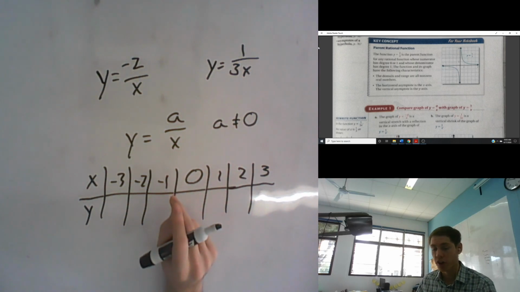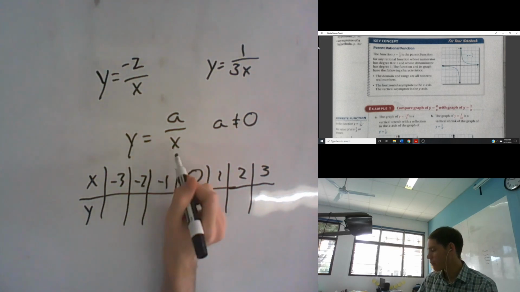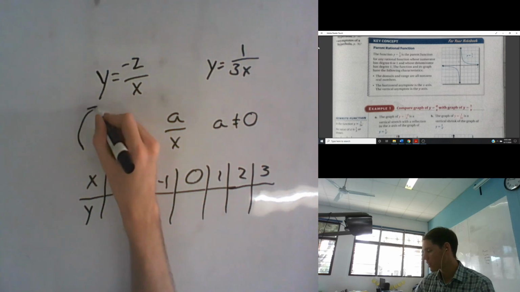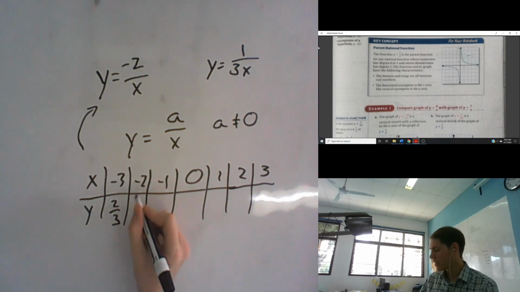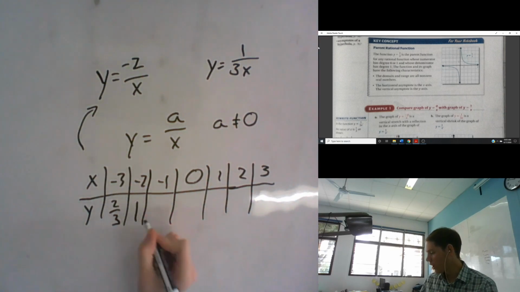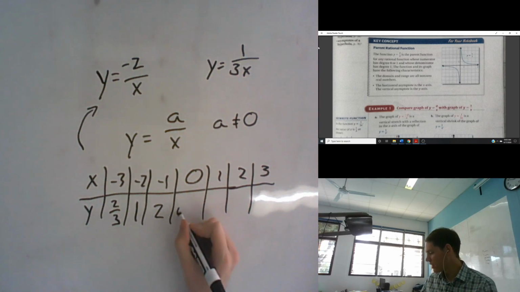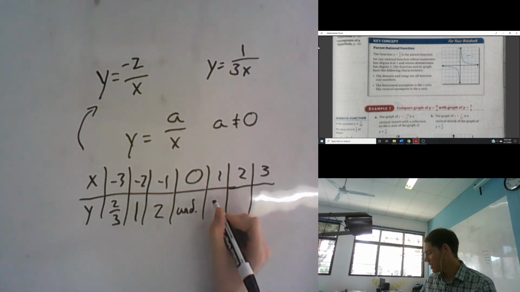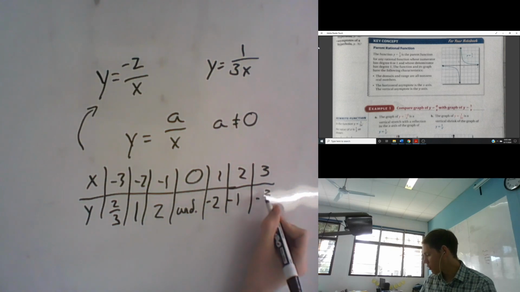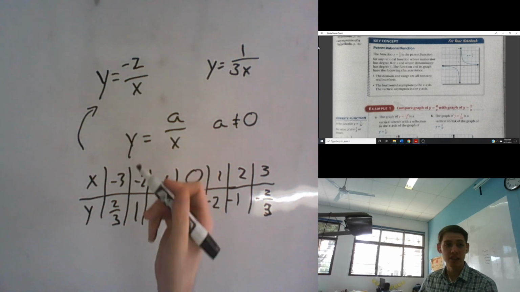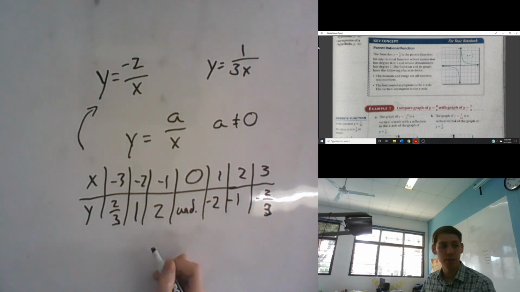that won't work. Okay? So -3, if we plug -3 in for this function right here, we get -2 over 3. If we plug in -2, we get 1, because -2 over -2. Plug -1 in, we get 2. So this is undefined. Then this is -2, -1, and -2 over 3. Okay? It's because the top is negative and the bottom is positive, then that's going to be a negative number.